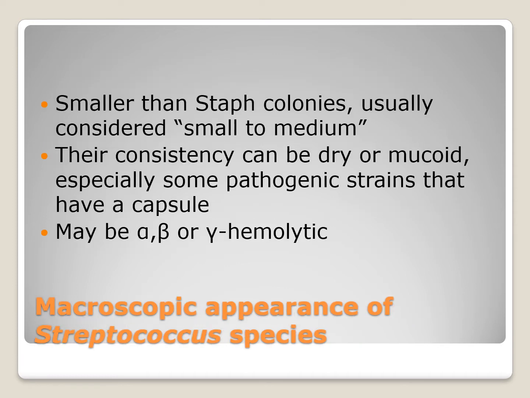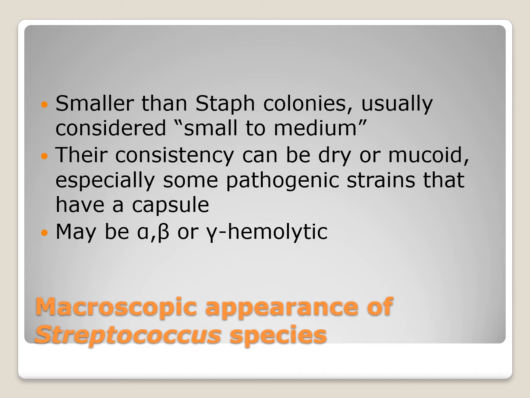Now, when looking at our plates, our Streptococcus look quite a bit different than our Staphylococcus. Streptococcus are a little bit smaller than staph colonies, and usually they're considered small to medium. Some of our alpha streps are very, very small, and then you get up to the Enterococcus, and they're more like a medium size. Their consistency can be dry or mucoid, but generally they are just damp looking, and some pathogenic strains can have a capsule. Our Streptococcus pneumoniae can often be mucoid because it has a capsule.